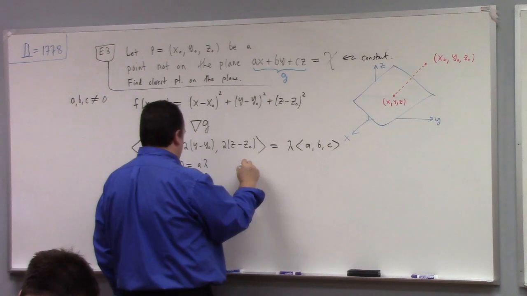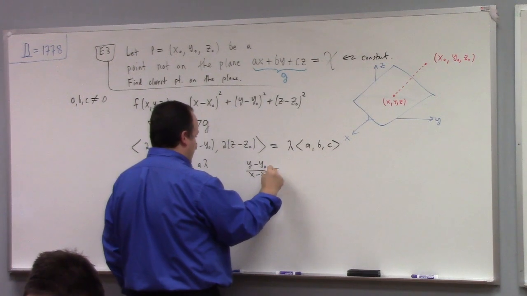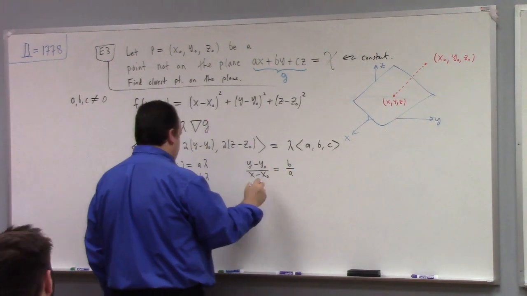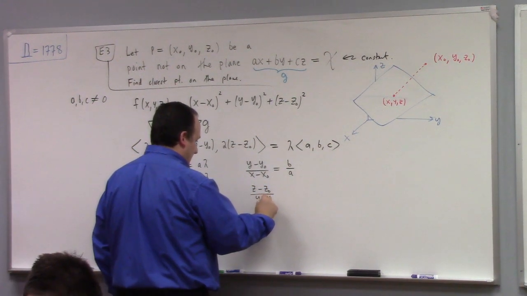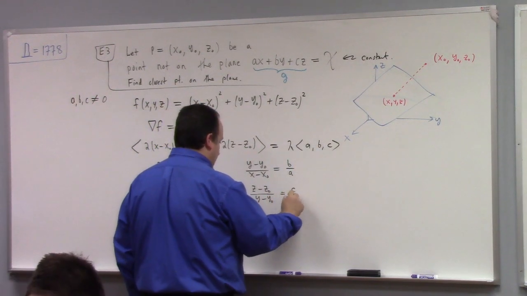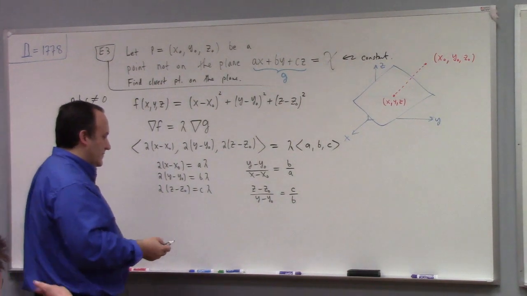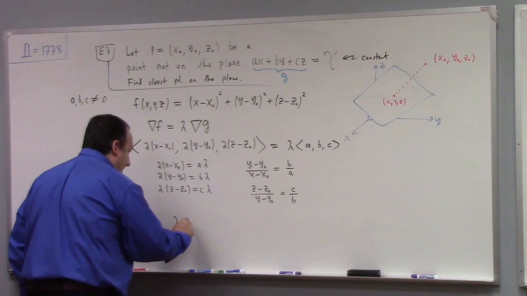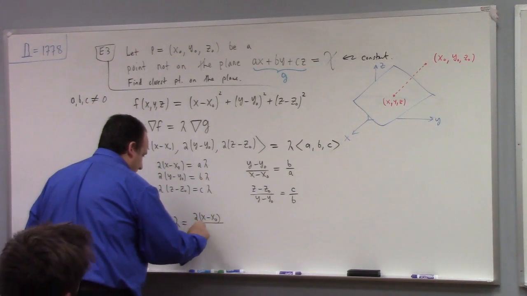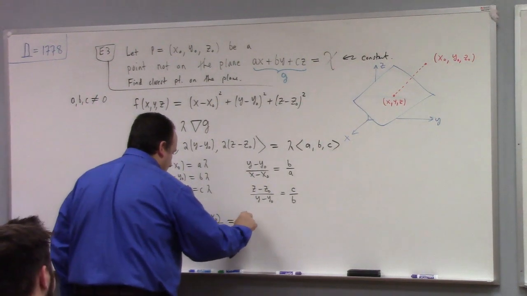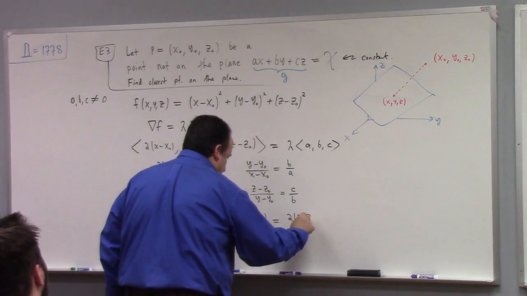For example, we get y minus y naught over x minus x naught is equal to b over a. And we also have, for instance, z minus z naught over y minus y naught is equal to c over b. Anyway, we can solve all of these for lambda. Maybe I should just do that. Lambda is equal to what? 2 times x minus x naught over a, which is equal to 2 times y minus y naught over b, which is equal to 2 times z minus z naught over c.